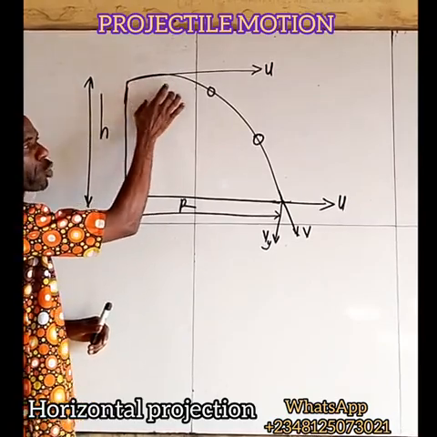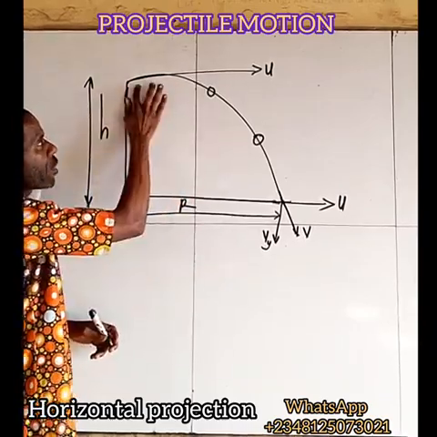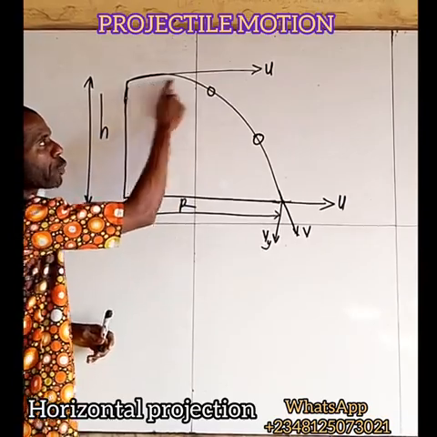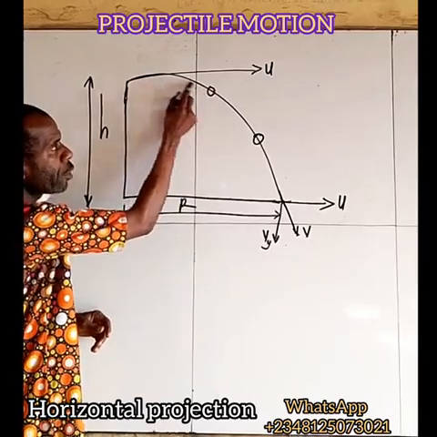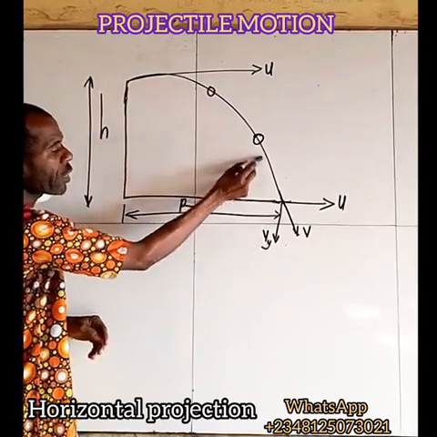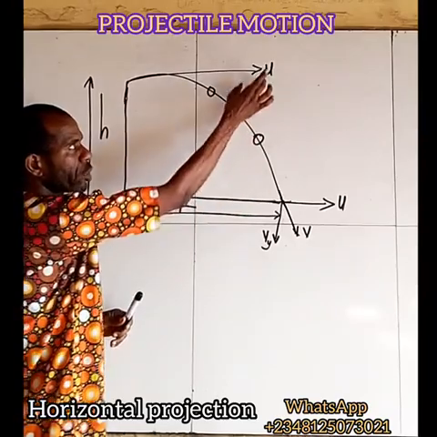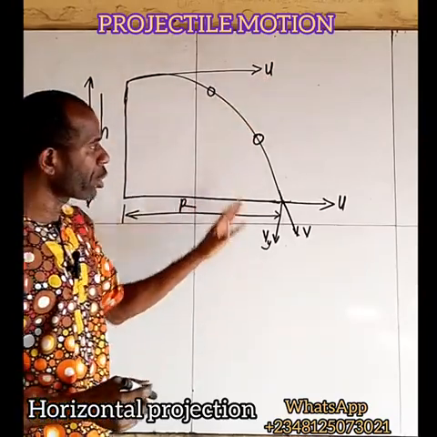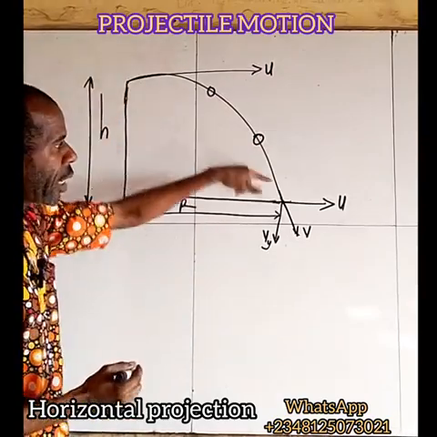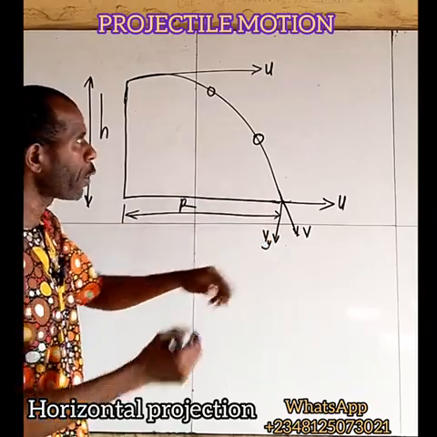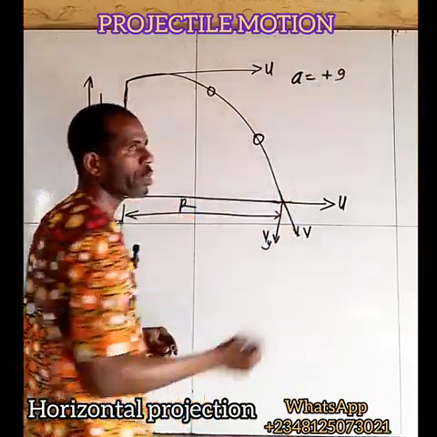So in this type of projection, we call it what? Horizontal projection from a height. Now, the object is not falling freely here because it is projected with an initial velocity. The object keeps moving along this parabolic path, and as it gets to this point, the horizontal velocity remains constant. Now, we consider the first motion, where the object is falling under gravity. That is a free fall. The acceleration becomes equal to g, that is your positive g.